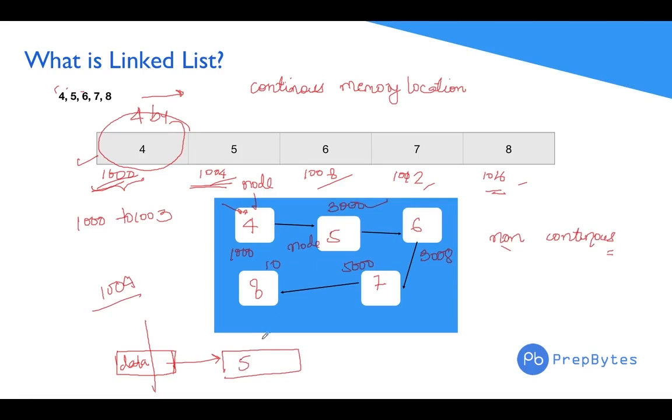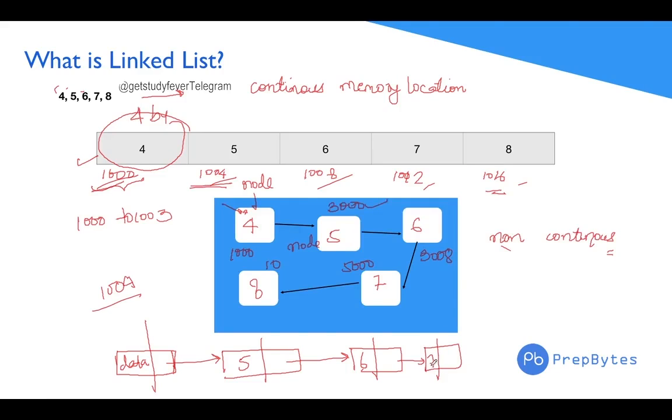So here we have 5, and now this particular node will have the information about where the next node is in memory. This node will be pointing to the next node in memory, which is 6. Now this 6 will be pointing to the next node, which is 7.